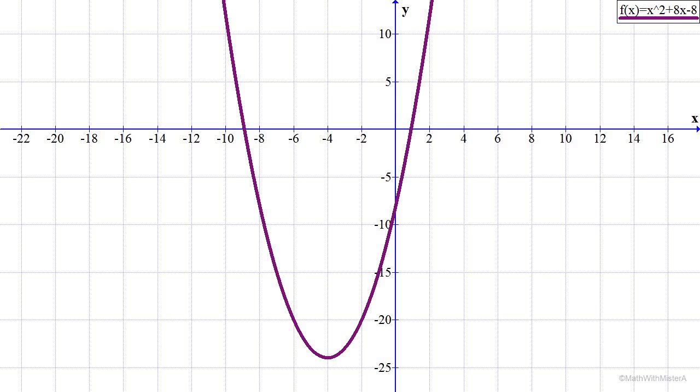Looks like the x-coordinate is at negative 4. That makes sense if we think about the expression negative b over 2a. Negative 8 over 2 would equal negative 4. So all of our ideas so far are still working together. And I don't expect that we'll get to a point where they stop working together. We're going to see everything working together nicely.